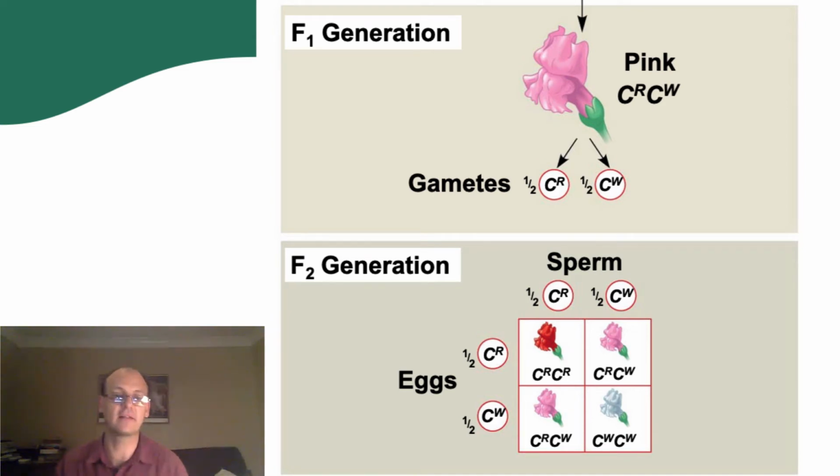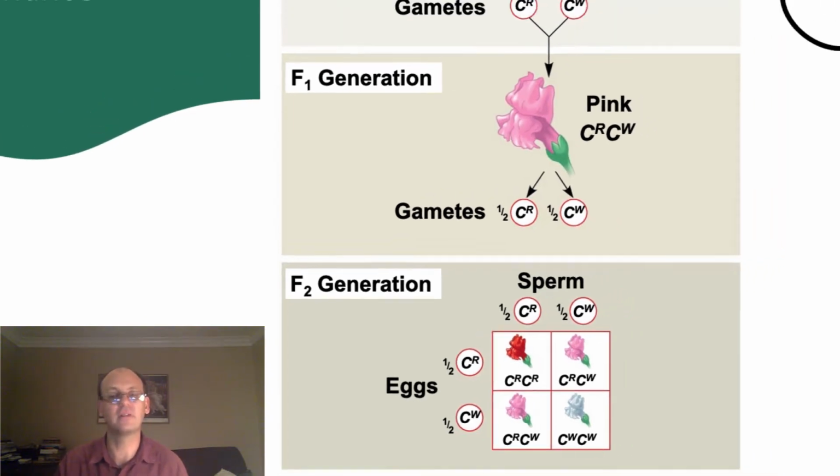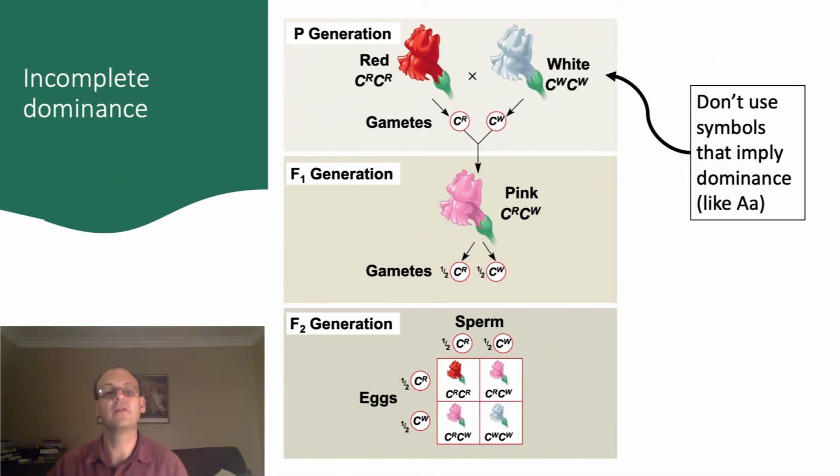The snapdragons have an allele that produces an enzyme that allows the flower to produce red pigment. The other allele fails to make red pigment, and so the flowers are white. Heterozygotes have a copy of each allele, and therefore they can produce some, but not as much, red pigment. As a result, the color is intermediate between the red and the white, and is pink.